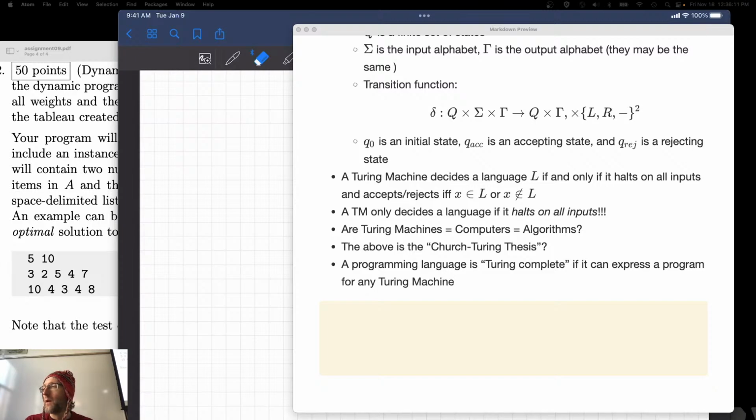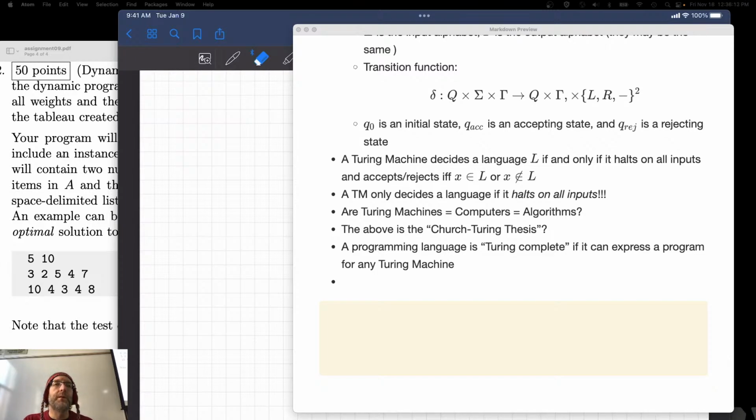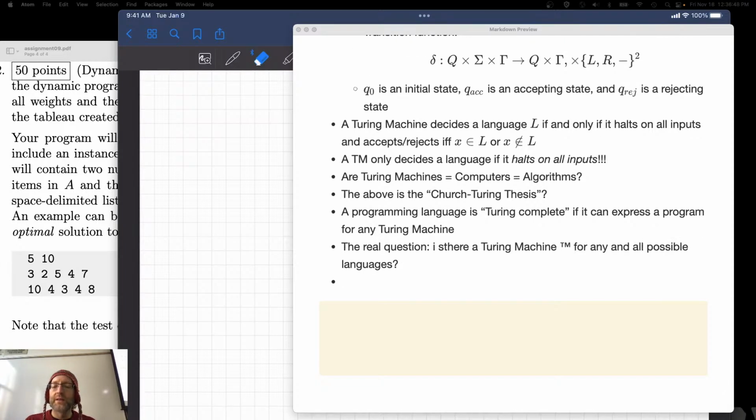Turing machine, right? Not necessarily those ones that go off to infinity, but that is also true. You can write an infinite loop, right? You've all done so by accident, probably at one point. So the real question is, is there a Turing machine, or TM for short, that can decide any and all possible languages? In other words, if I come up with a language, is there guaranteed to be a Turing machine that decides that language?